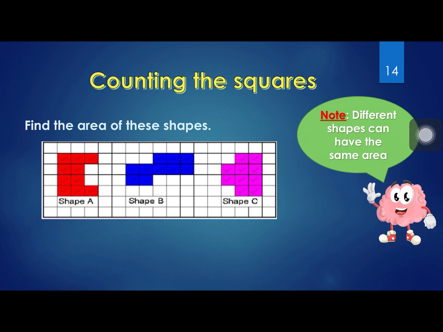Now, I want you, after I finish explaining, to pause this video, and you are going to find the area of these shapes. You're going to count the squares. All right? And it's okay if some of them have the same area, because different shapes can have the same area if they take up the same number of unit squares. So I want you to go ahead and pause the video, find the area for shape A, find the area for shape B, and find the area for shape C, and then unpause so that together we can see if you are correct.